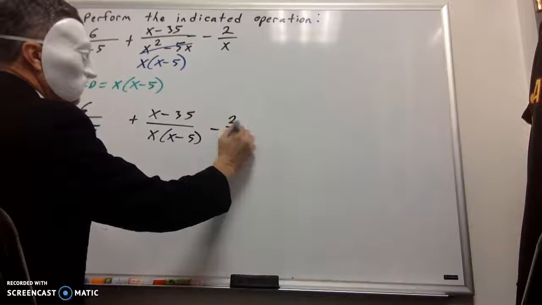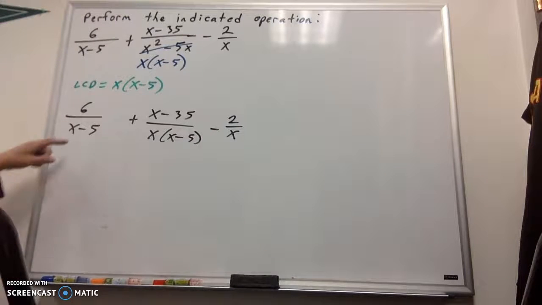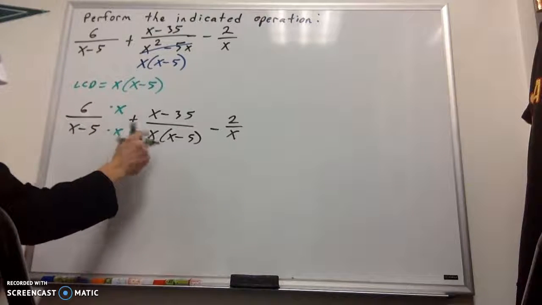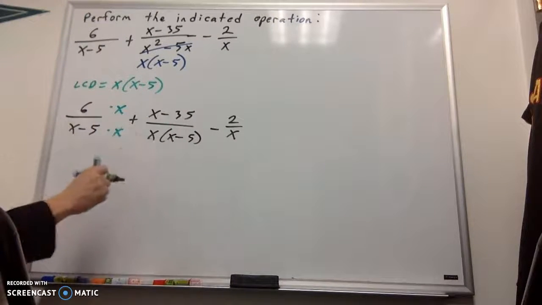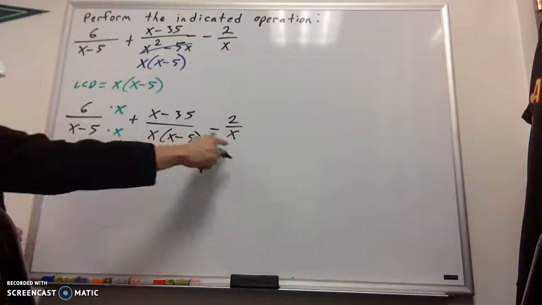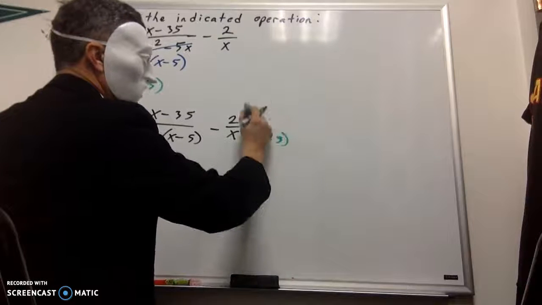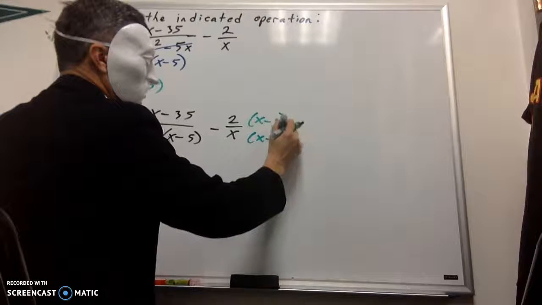So, here I've got x minus 5. I'm missing the x. So I'll multiply top and bottom by an x. Here I've got the entire common denominator, so I'm good there. Here I'm missing the x minus 5. So I'll multiply numerator and denominator by an x minus 5.